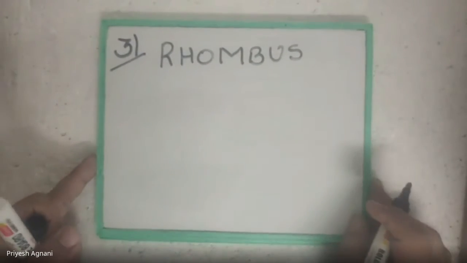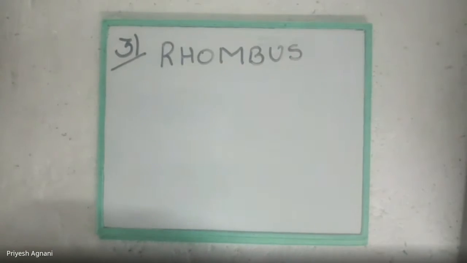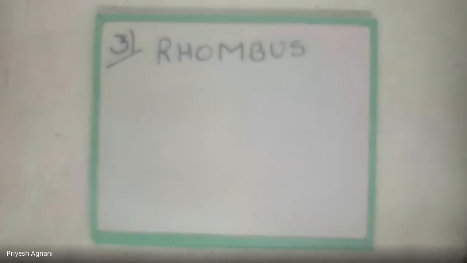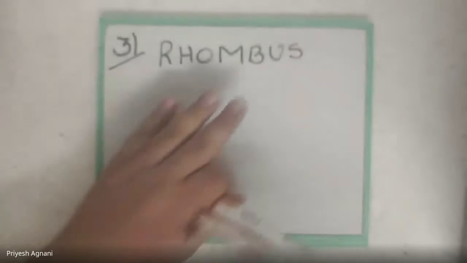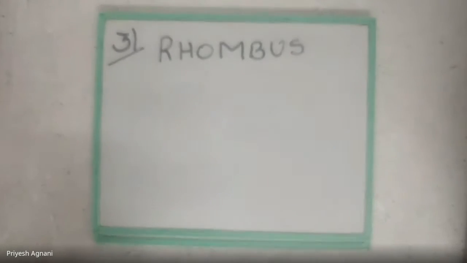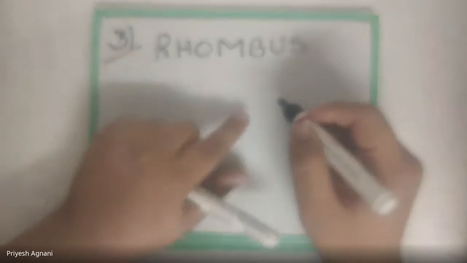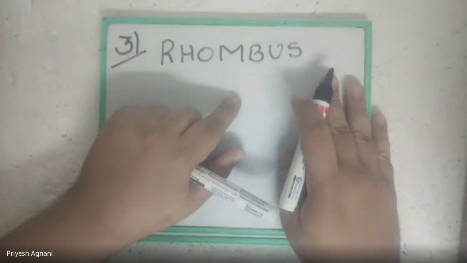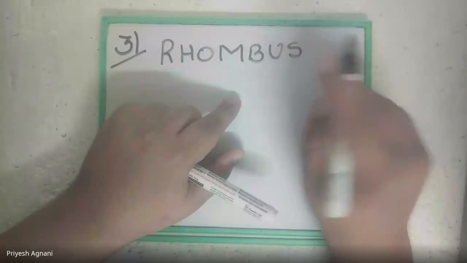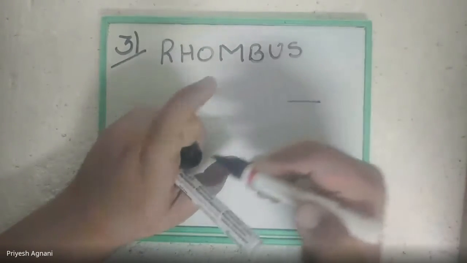Now we have the third topic in the parallelogram, and that is called rhombus. Please give the heading of a rhombus. Okay. Rhombus is in the form of a square which is slant in shape. Please pay attention.